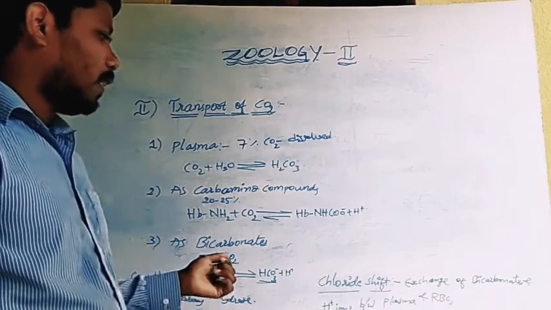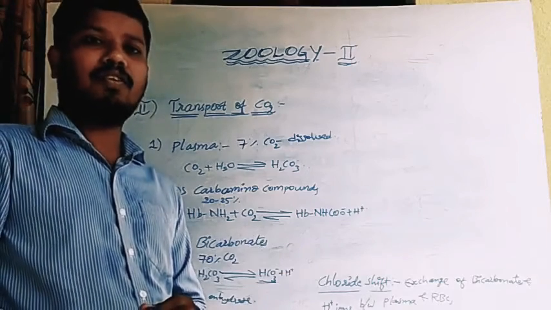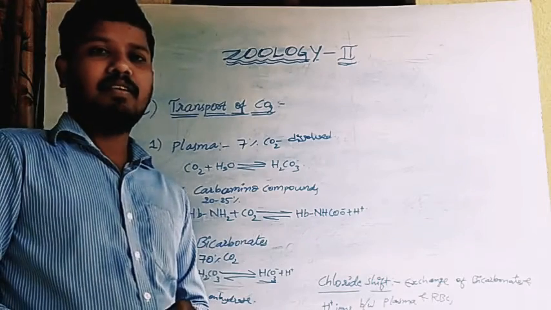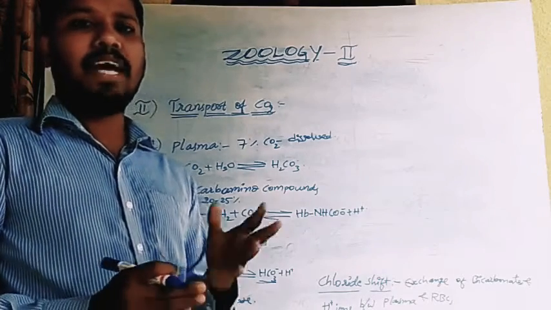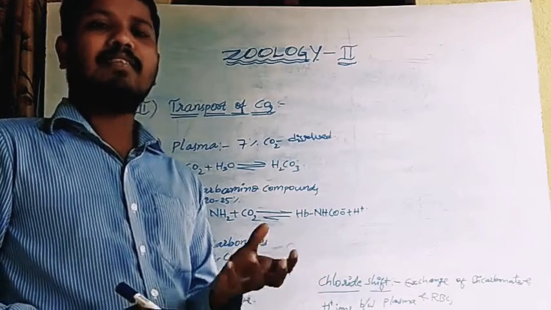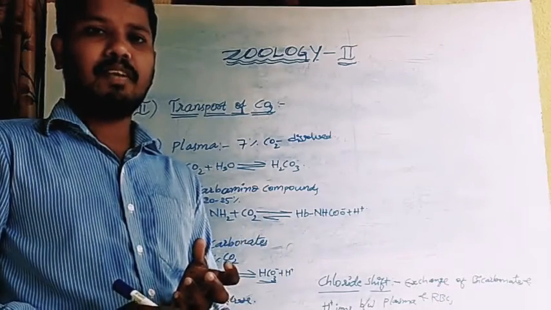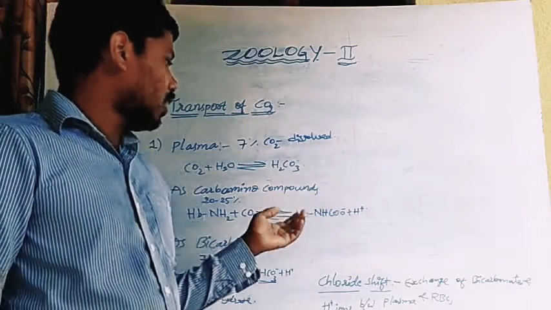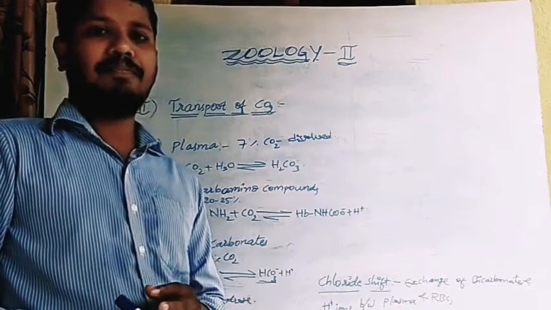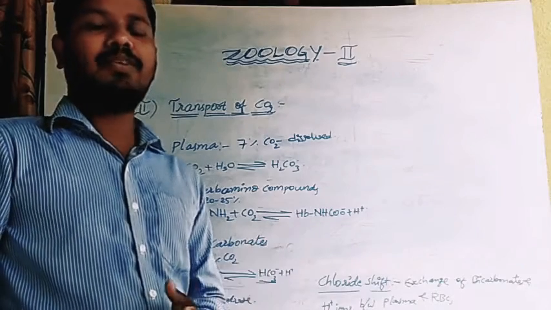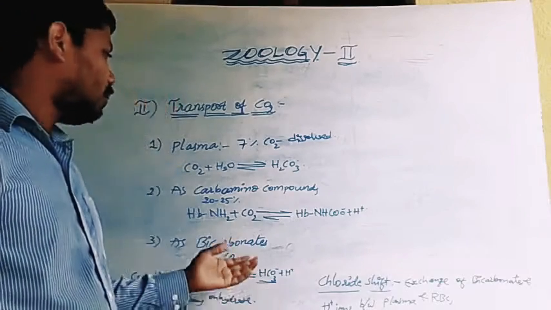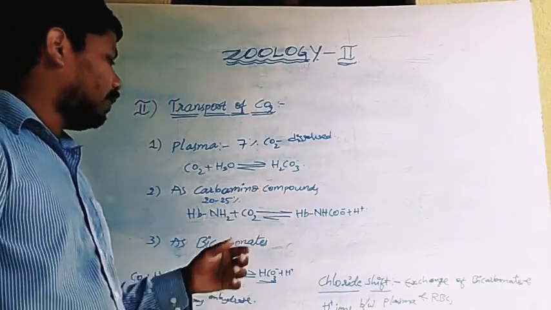Here the partial pressure of oxygen is also involved in the transport of carbon dioxide. In the alveoli, the partial pressure of oxygen is high, hence the dissociation of carbamino compounds or bicarbonates occurs. In tissues, the partial pressure of carbon dioxide is high. Here, the formation of carbamino compounds and bicarbonates occurs.